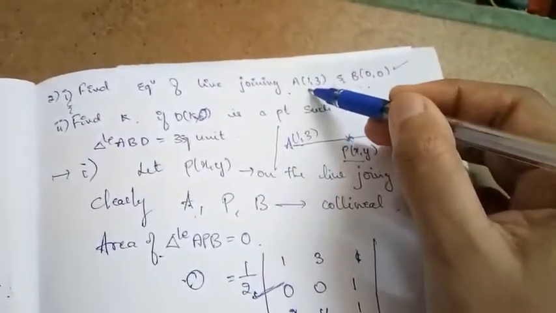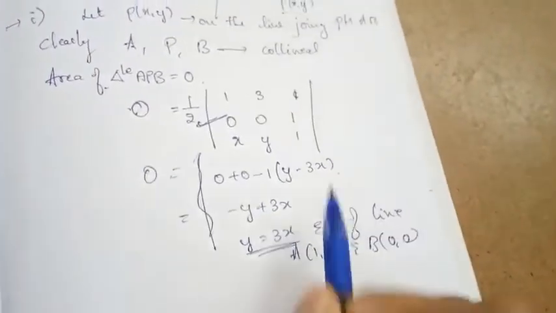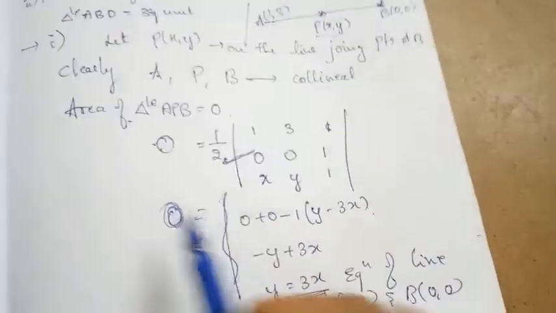That is what the first question asked, right? We needed to find the equation of the line through A(1, 3) and B(0, 0). Thus we have found the equation of the line joining those 2 points, because the area of the triangle is 0, and we proceeded along with that.